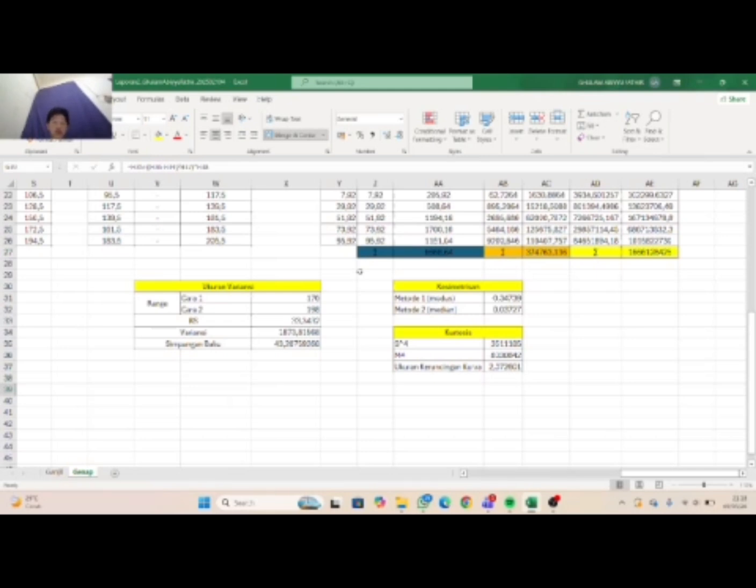So overall, the process of completing the sheet starts by finding the basic values such as maximum value, minimum value, total data, range, number of classes, and class width. After that, the frequency distribution table is created. The frequencies are calculated, and finally the supporting table for group data calculation is complete.